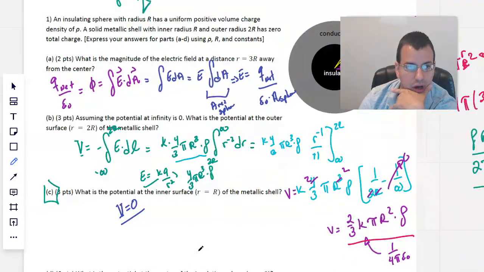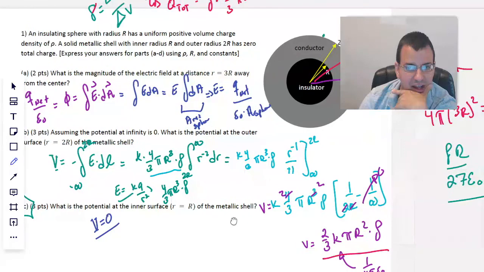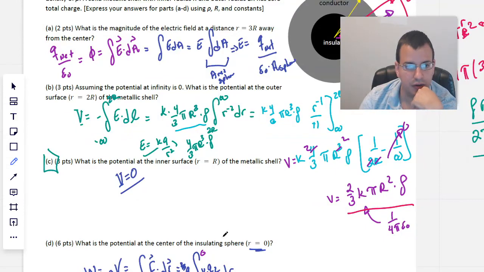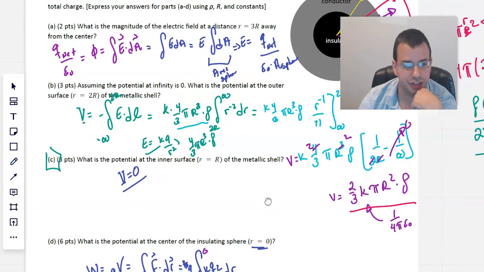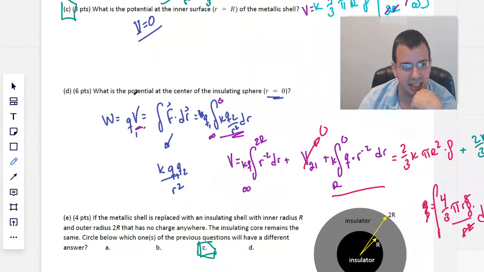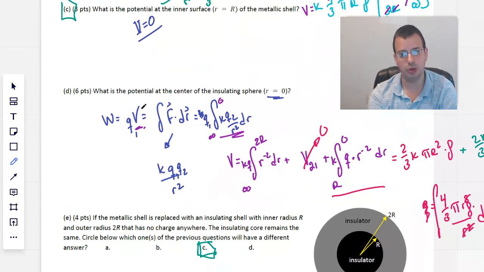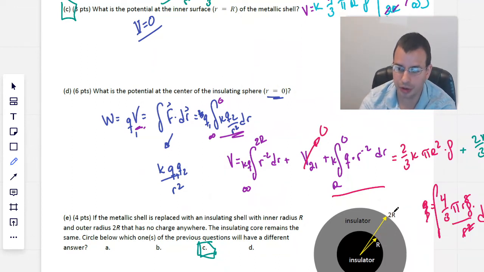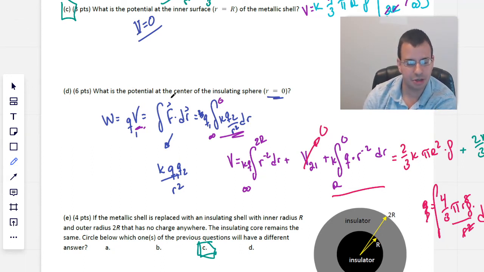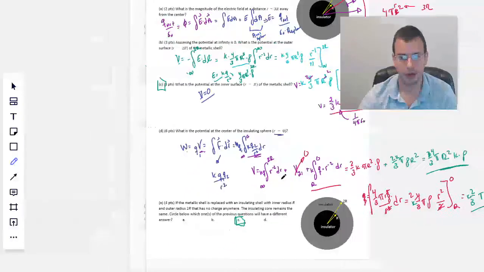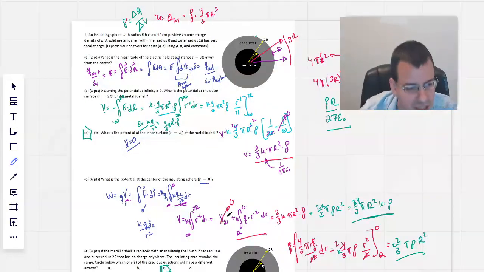For A, we stayed outside of both, so that would be fine. B, we still stayed outside of both spheres, so that's good too. C we talked about. And then for D, the electric potential wouldn't change because we passed through both the outer and the inner, so one would cancel out the other. So C would change, the others would be the same. Okay, sounds good.